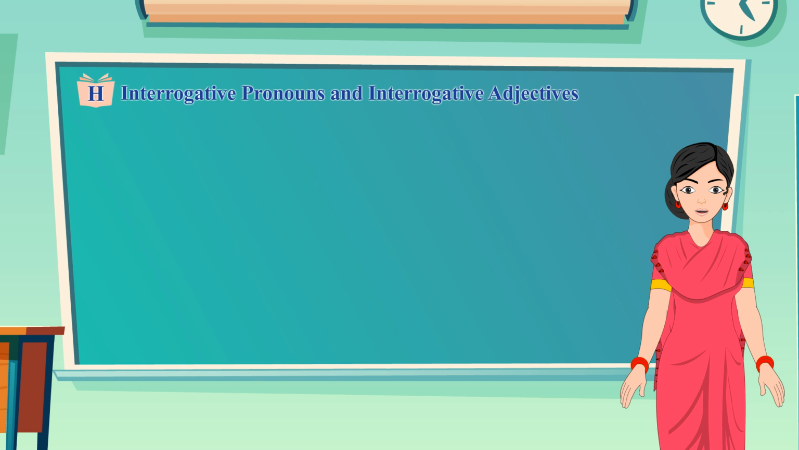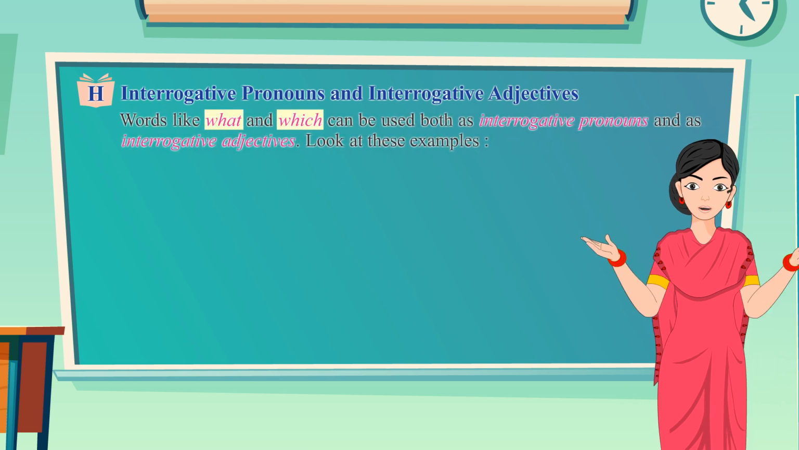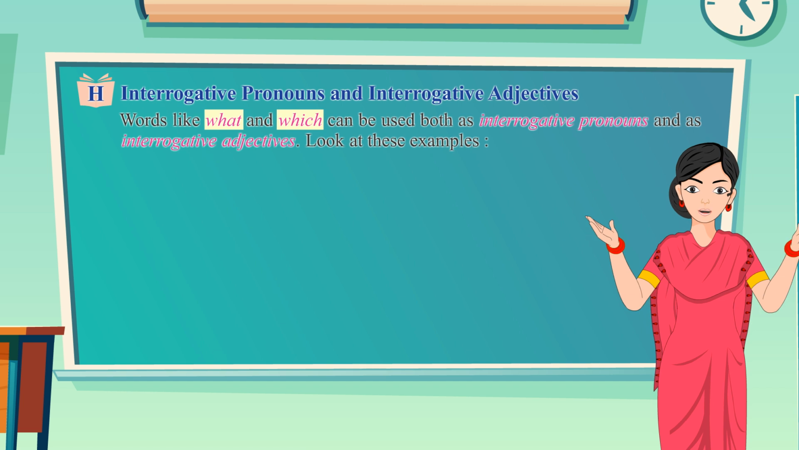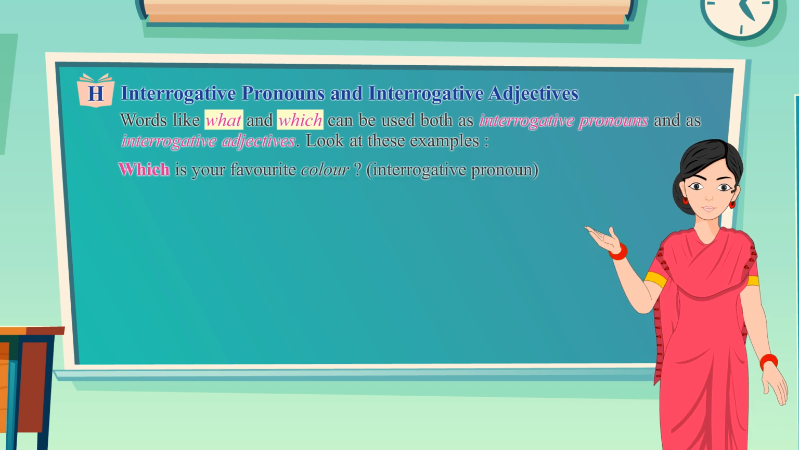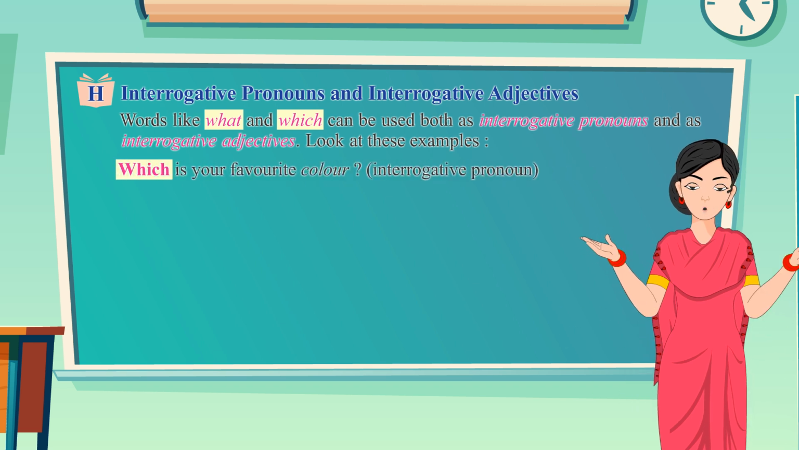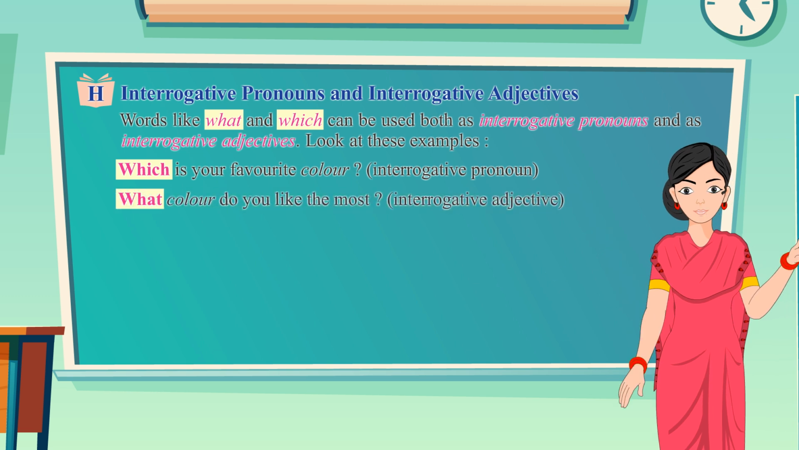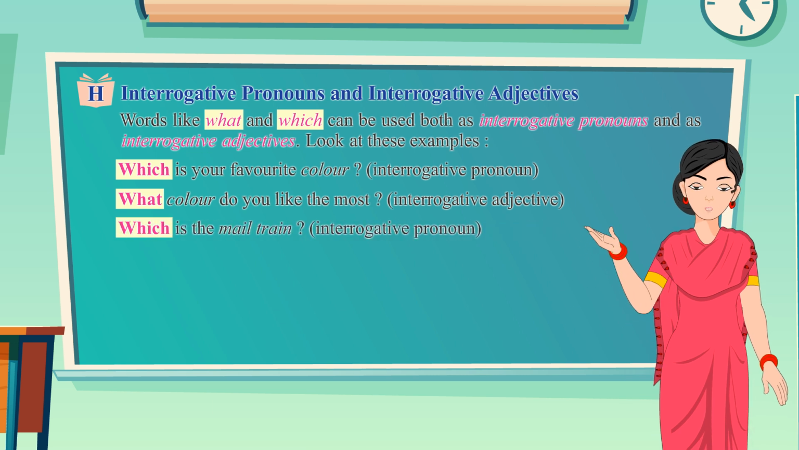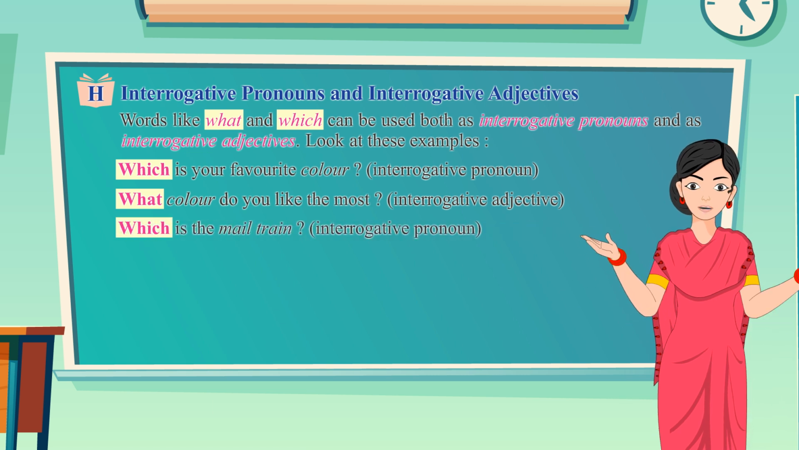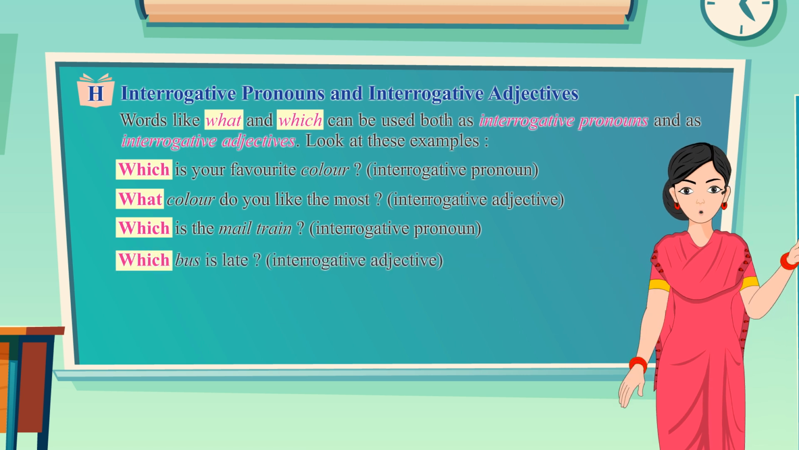Interrogative pronouns and interrogative adjectives. Words like what and which can be used both as interrogative pronouns and interrogative adjectives. Look at these examples. Which is your favorite color? Interrogative pronoun. What color do you like the most? Interrogative adjective. Which is the mail train? Interrogative pronoun. Which bus is late? Interrogative adjective.